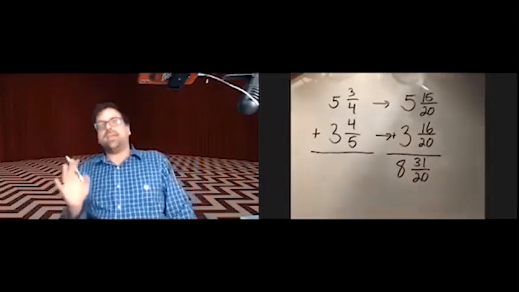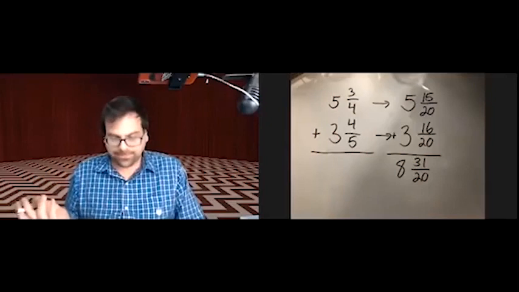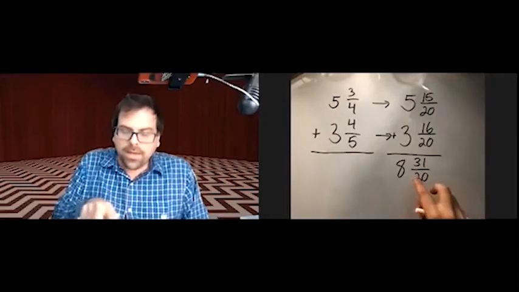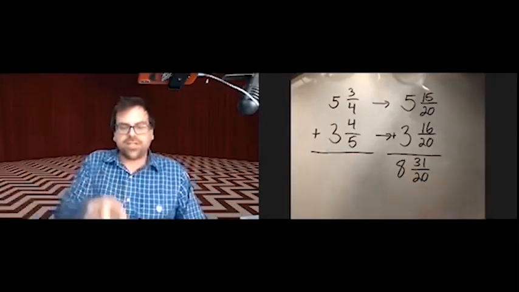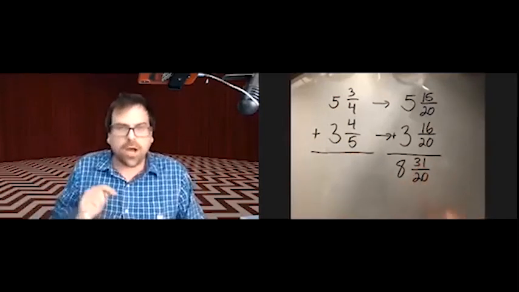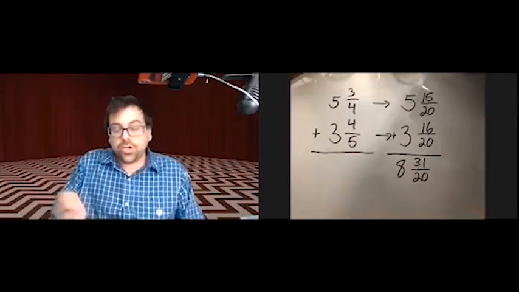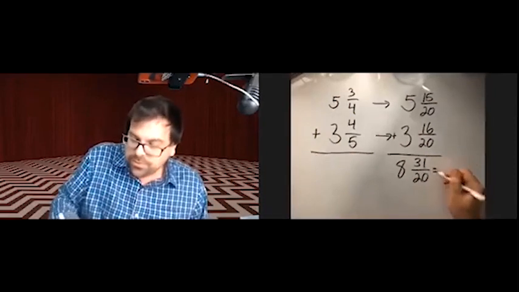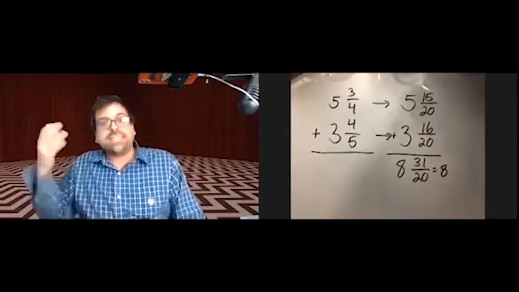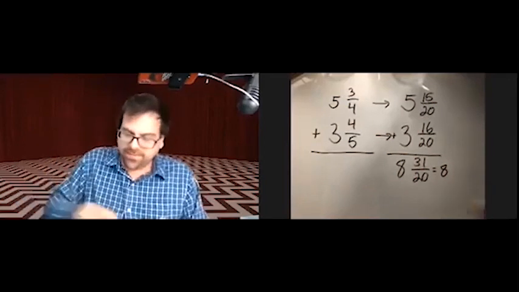31/20. And we can't use this as an answer. Why not? Well, we turn improper fractions into mixed numbers. Therefore, mixed numbers can't have improper fractions inside of them. So what we need to do is carry the 1, but a mixed number version of that.